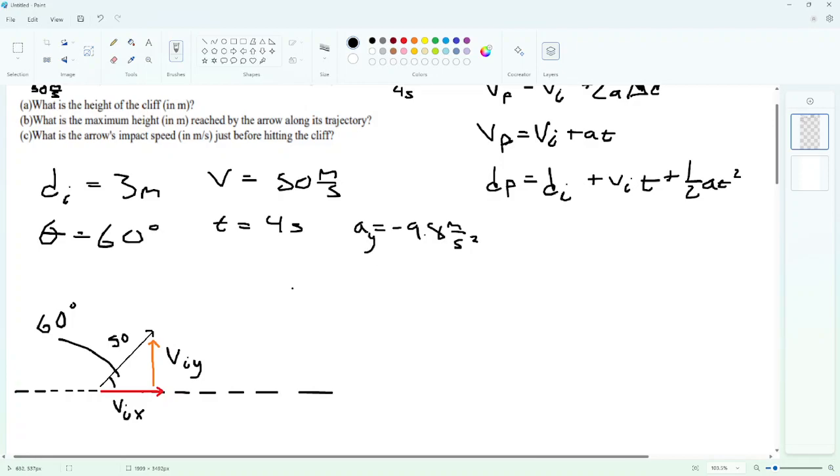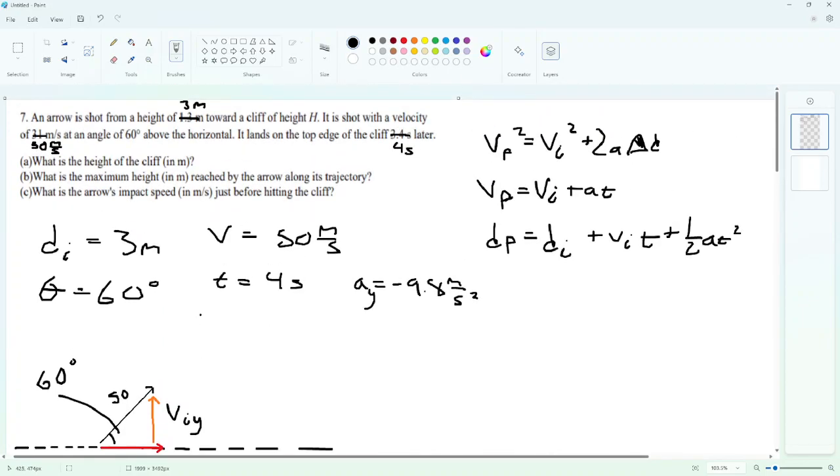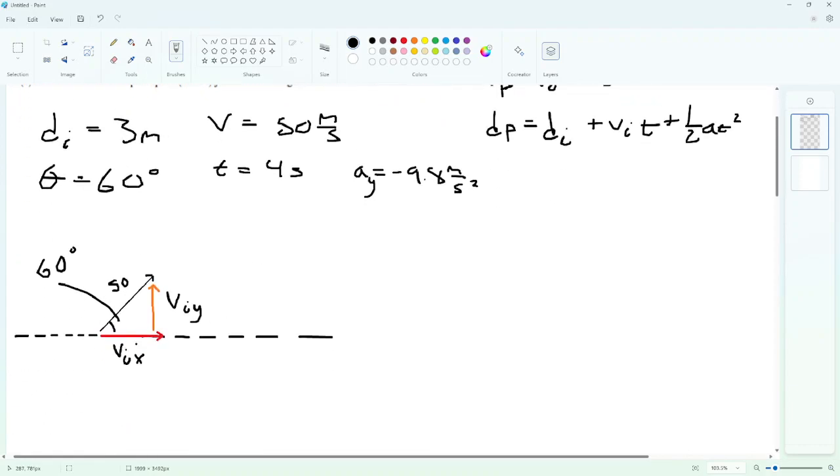So let's think about this. We'll use one of these to calculate the position, the height of the cliff after 4 seconds. Now which one would that be? I'll give you a hint. It won't be the x direction one because the x direction doesn't contribute anything to height. So it will only be this one.